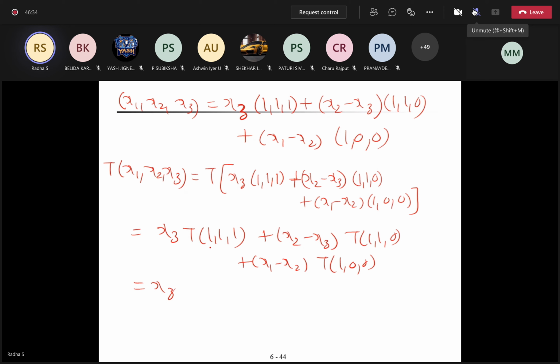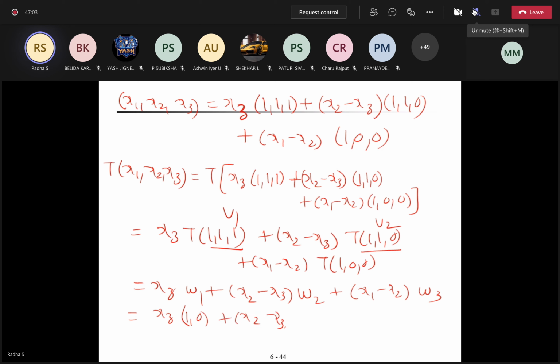x3 into v1, right? What is T of v1? It is w1. And this is v2, T of v2 is w2, and this is w3. So x3 into w1, which is (1, 0); w2 is (2, -1); w3 is (4, 3).